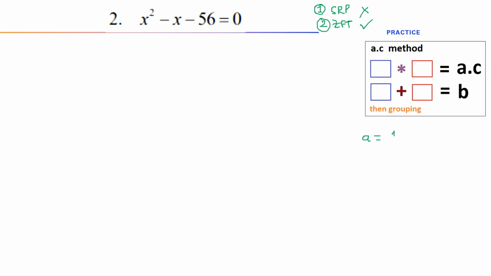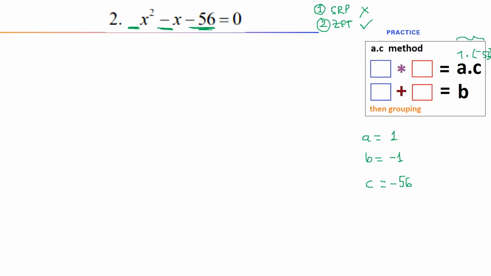A is 1. B is negative 1. C is minus 56. Got it? So A in this position, B in that position, and C, making sure we have the sign with it. Alright, so A is 1, C is negative 56.